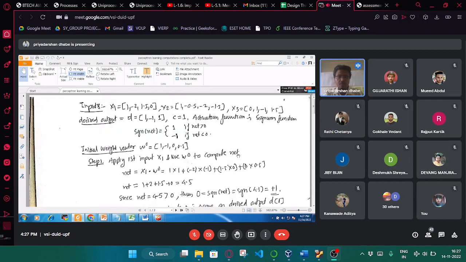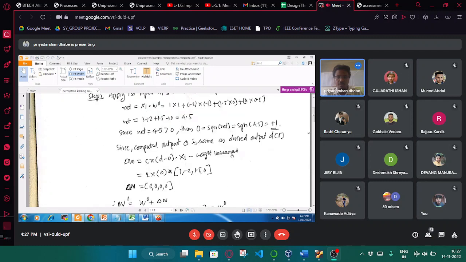O means the actual output calculated by the neuron. And what is the desired output for the first pattern? It is 1. So the desired output is equal to the actual output computed. So in this particular case, delta W, the change in the weight vector, is C multiplied by D minus O. D minus O stands for desired minus actual output. So it is 1 minus 1, which comes out to be 0. We have applied x1, so x1 multiplied by D minus O multiplied by C. C is 1, and D minus O comes out to be 0, because desired and actual output are exactly the same.